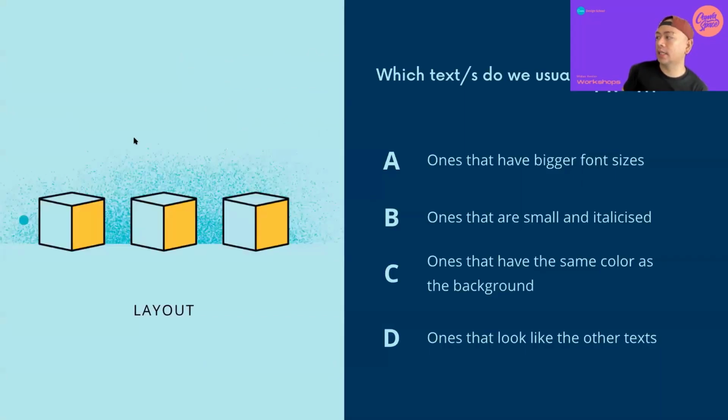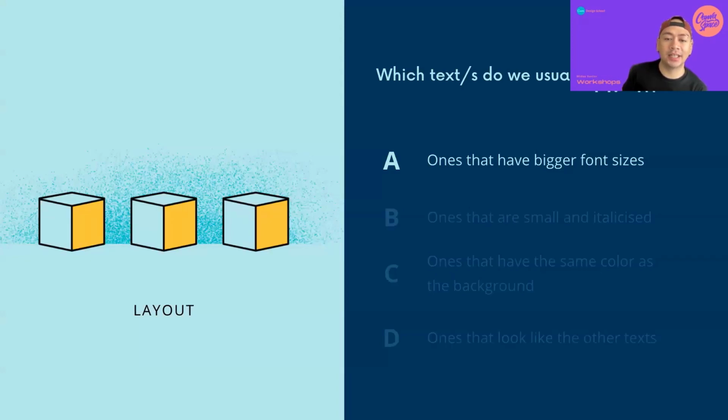Now, for this, in layout, a question is which text do we usually read? A, ones that have bigger font sizes, ones that are small and italicized, ones that have the same color as the background, the ones that looks like the other text. Yes, I'm seeing a lot of A's. And you guys are correct. So it's letter A, ones that have bigger font sizes.